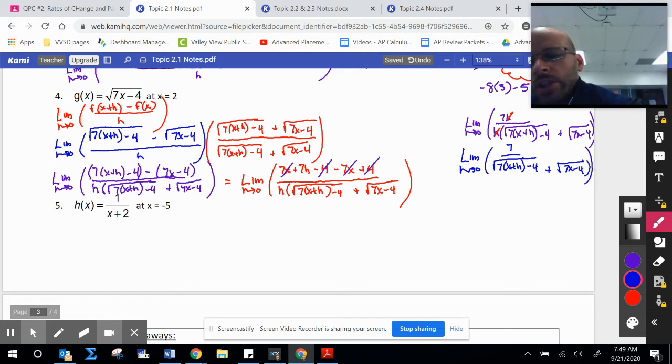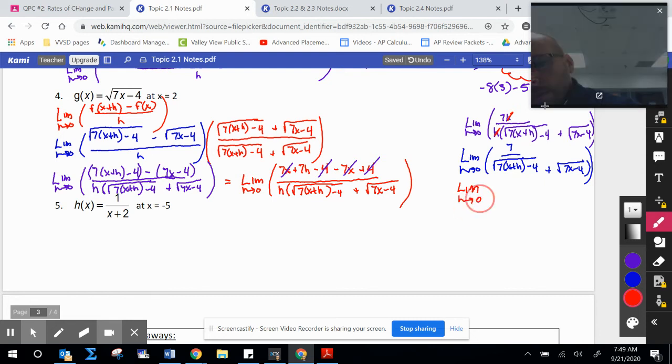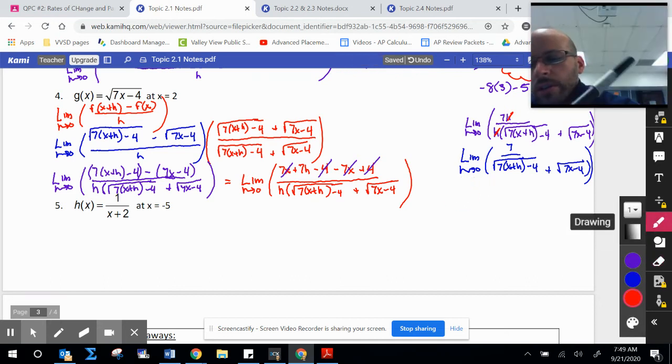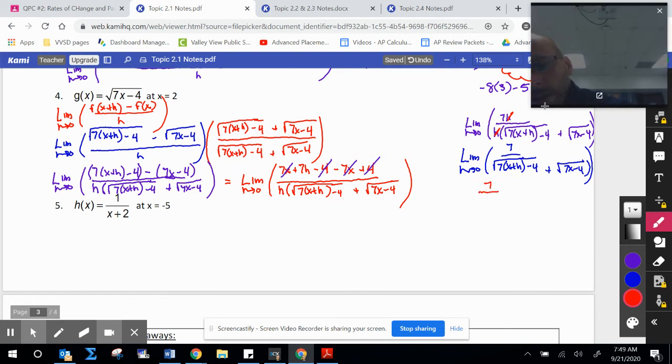And if I let h go to 0, I guess I don't need my limit anymore. If I'm going to let h go to 0, that's when you don't need your limit. So I'm going to have a 7 over the square root of 7x plus h, which is 0, minus 4, plus the square root of 7x minus 4.